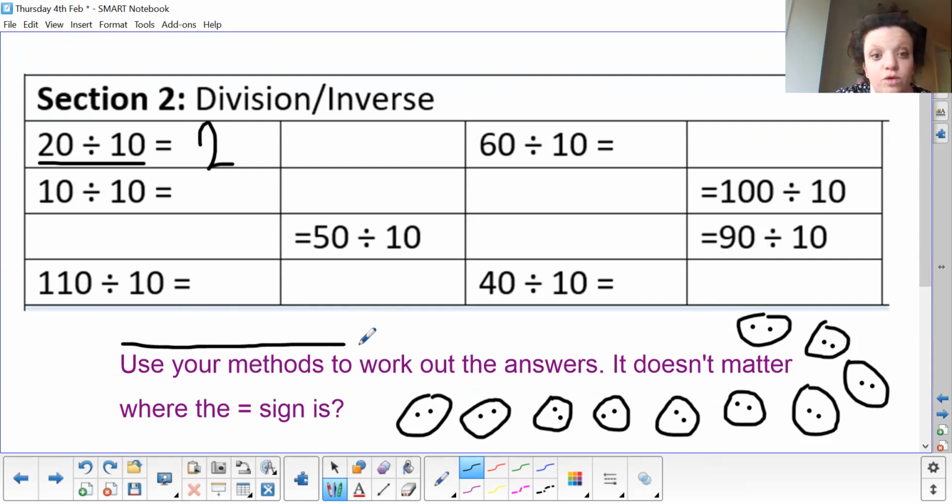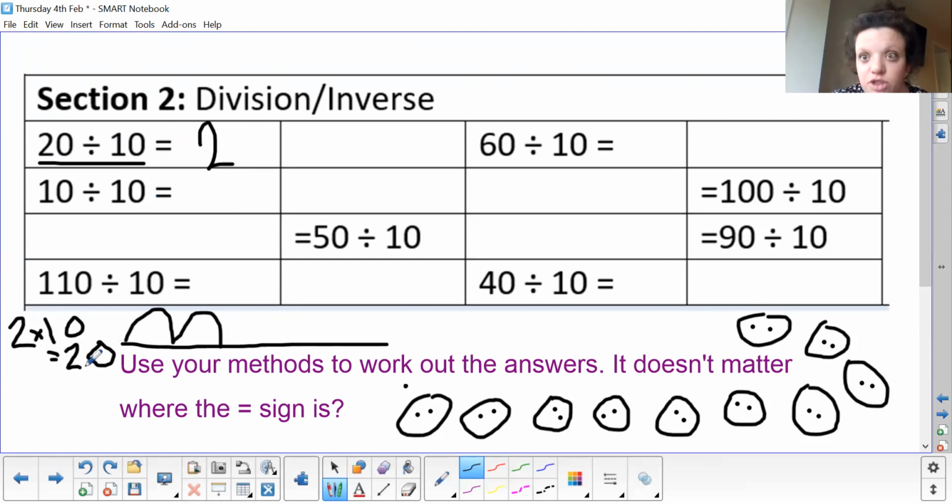Or like I did before, I can draw my number line and count how many groups of 10 make 20. So one group of 10 makes 10, two groups of 10 makes 20. So I know my answer is 2 because I've already got 20. And again from this, I can work out the times sentence. So 20 divided by 10 is 2. So 2 times 10 is going to equal 20. And with times, it doesn't matter the order, it doesn't change the answer if the big or small number is first. So that can be 10 times 2 equals 20. It doesn't matter either way round.